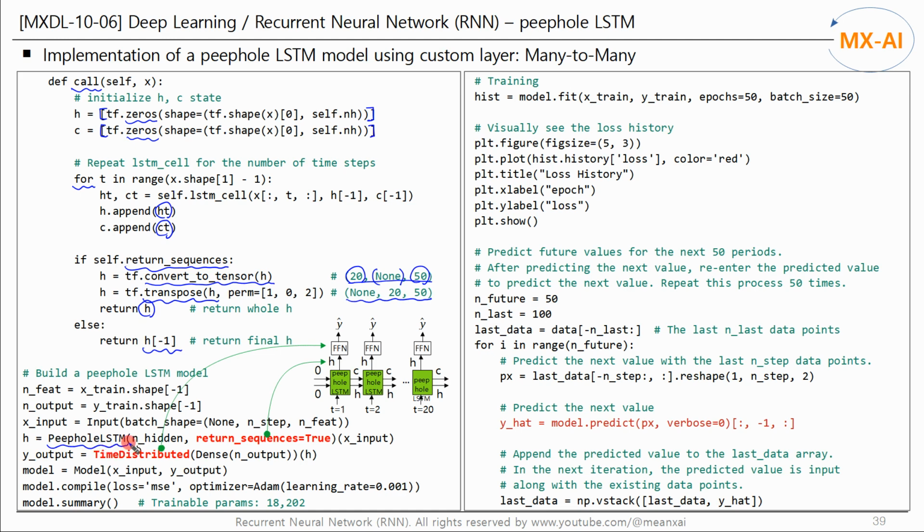When creating a recurrent layer, set the return sequences argument to true. This is because many-to-many models use all the outputs of each time step. And then we use the time-distributed class to create the output layer in this way. This means that the output layer is distributed across each time step like this. The rest of the code is the same as the many-to-one code. This model outputs multiple y-hats from all time steps. Therefore, when predicting the next time series value, only the final output is used.